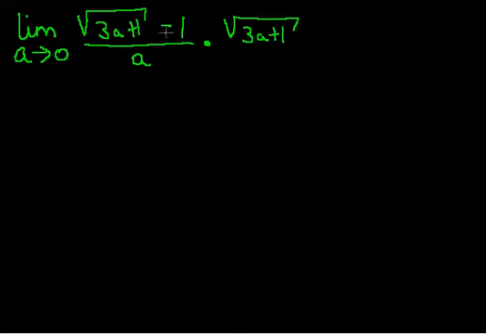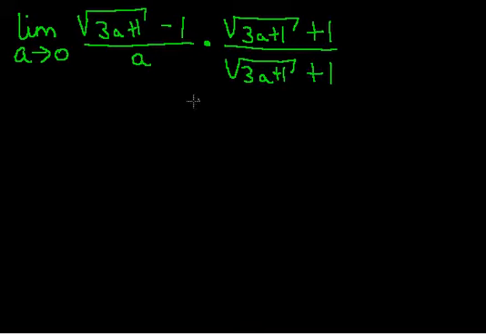Remember, in the conjugate, the sign changes, so it becomes the square root of 3a plus 1 plus 1. And whatever I do to the numerator, I have to do to the denominator. So that's the square root of 3a plus 1 plus 1. So let's multiply this out. So this equals, remember to write the limit as a tends to 0.